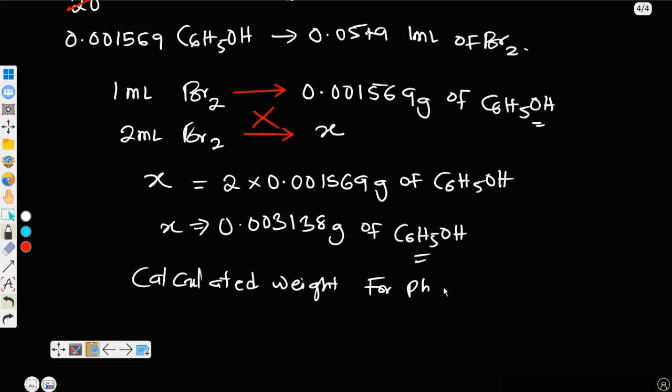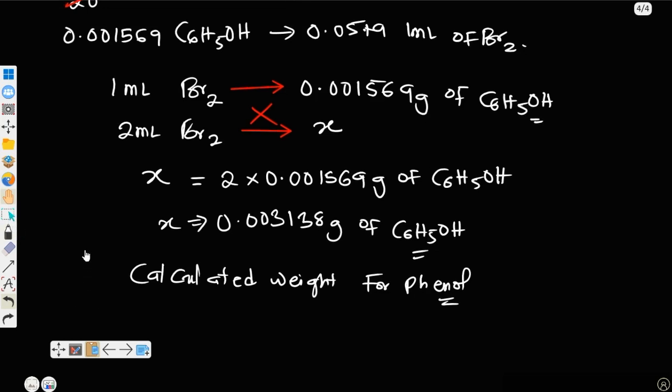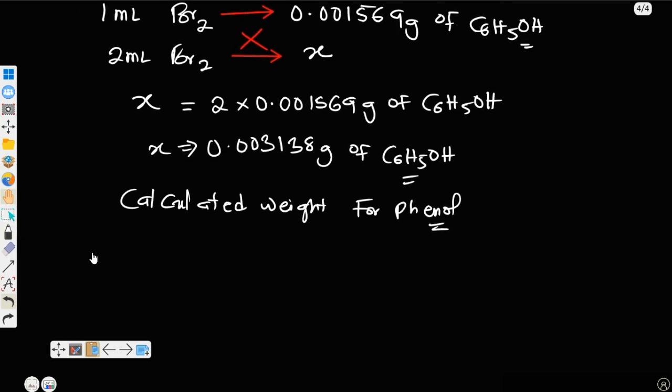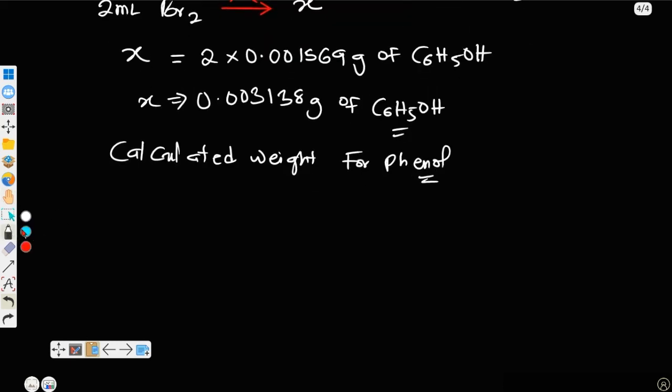Is that okay? This will be our calculated weight for phenol. Now, if this is the calculated weight for phenol, what is the theoretical weight we are expecting? You get your theoretical weight from the practical. They say take 0.5 gram of sample in 250 ml of water. If you look at the practical manual, it was stated there, and that will give us the theoretical amount of phenol we are expecting.